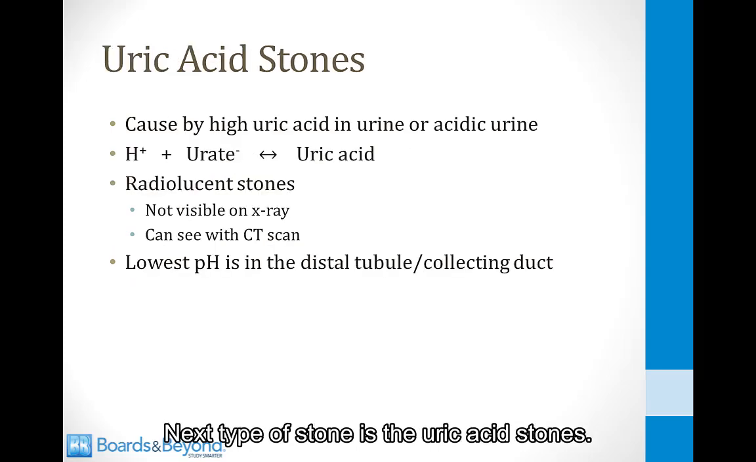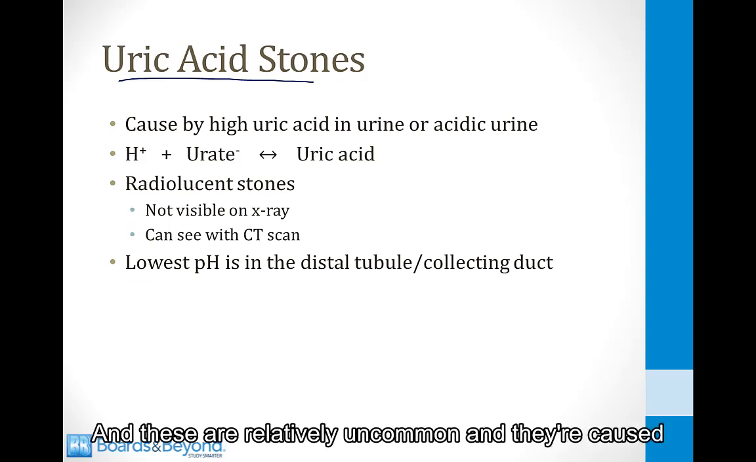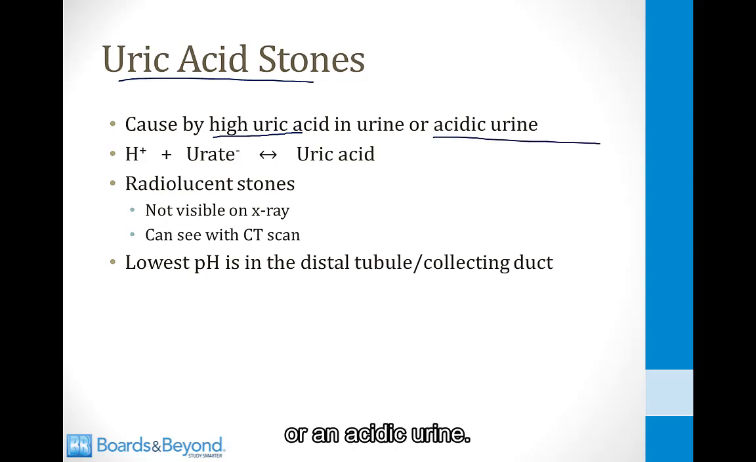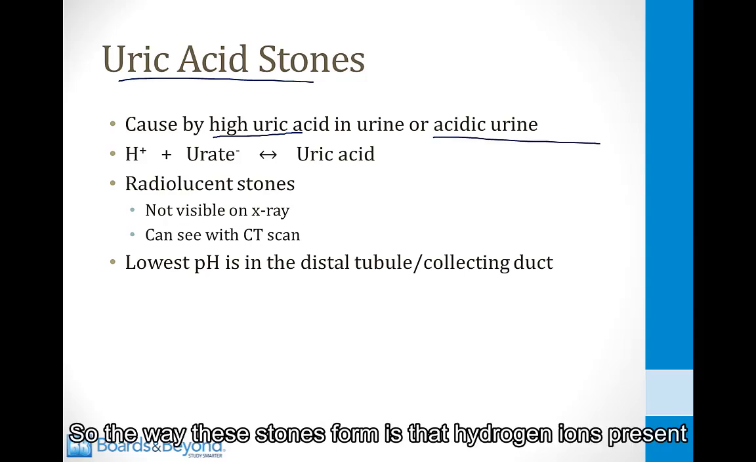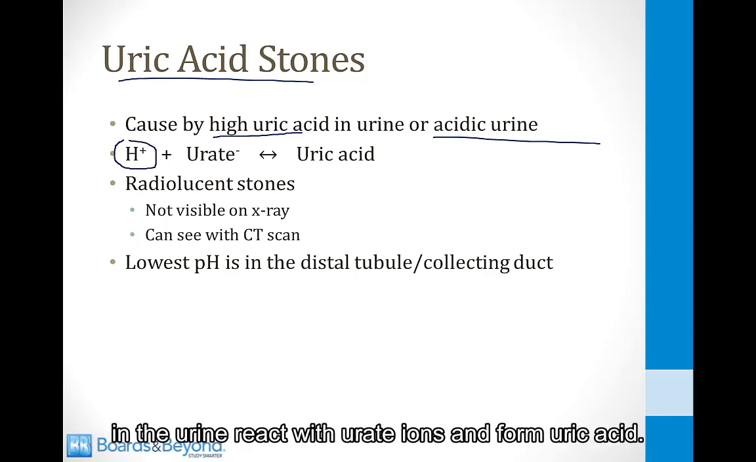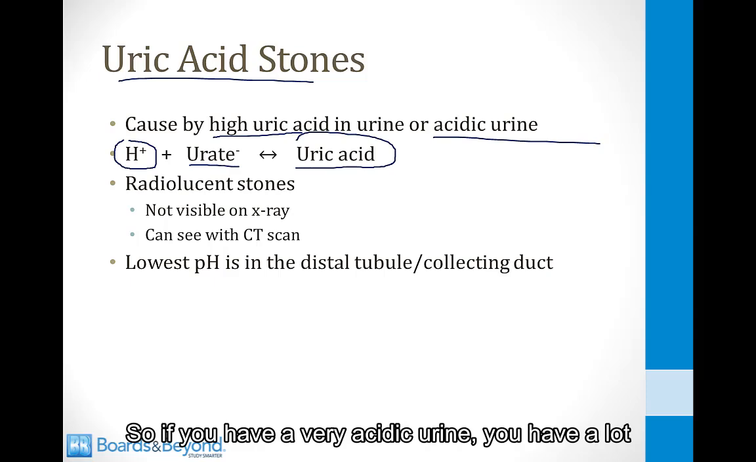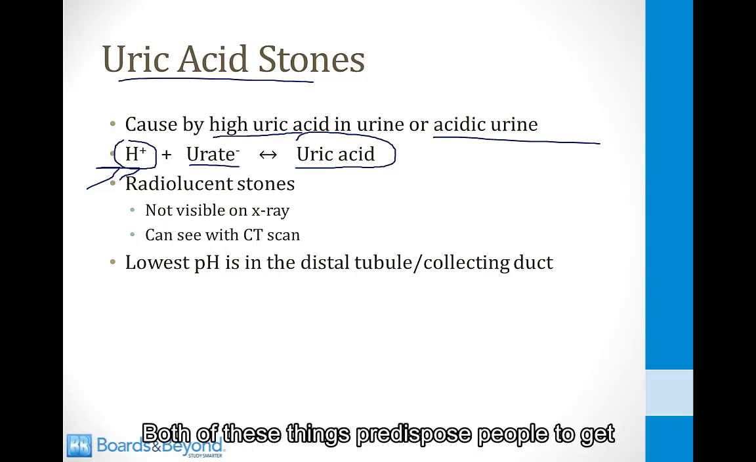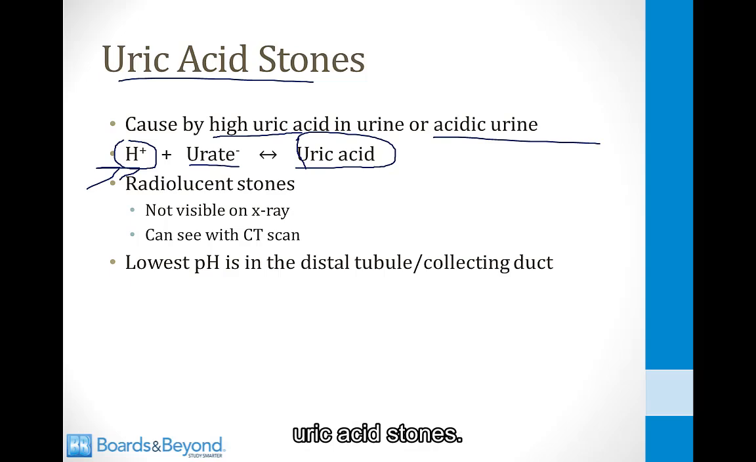Next type of stone is the uric acid stones, and these are relatively uncommon, and they're caused by either a high uric acid level in the urine or an acidic urine. So the way these stones form is that hydrogen ions present in the urine react with urate ions and form uric acid. So if you have a very acidic urine, you have a lot of H+ around, or if you have high urate levels in the urine, both of these things predispose people to get uric acid stones.